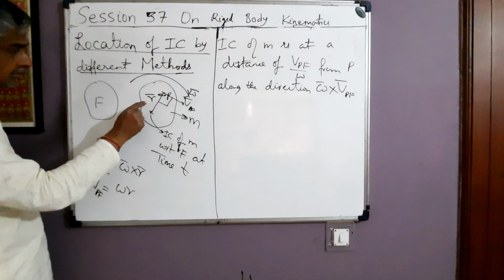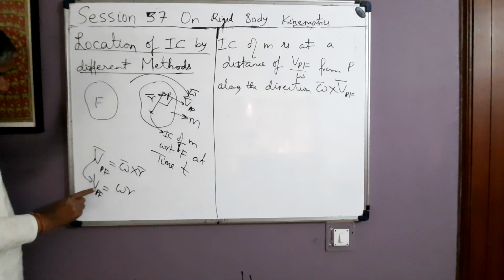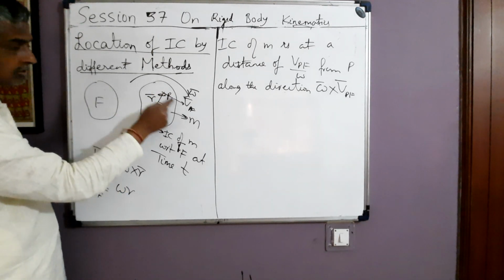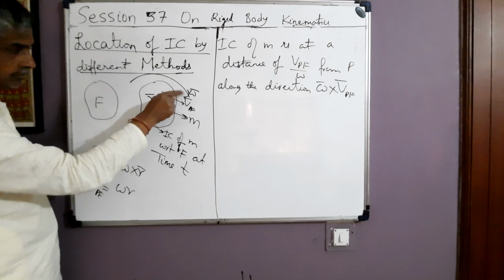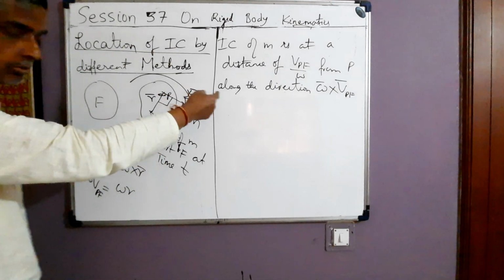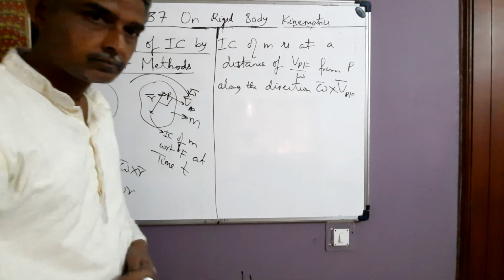The point which is at distance R from IC has speed omega R, and its direction will be at right angles to the line joining IC and P, corresponding to the sense of omega. This result will be used frequently, so I mentioned it here. Alright, fine.